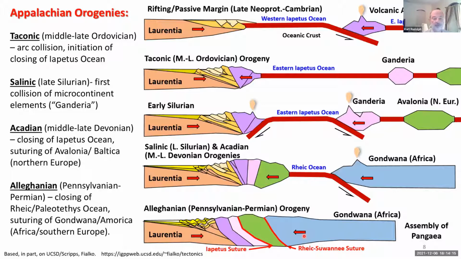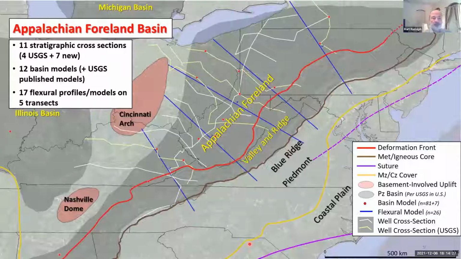And that's the final closing of the Rheic or Paleotethys, as it's sometimes called. And we have these two sutures here that represent where those terranes have been welded on. So this is kind of the essentials of the database.